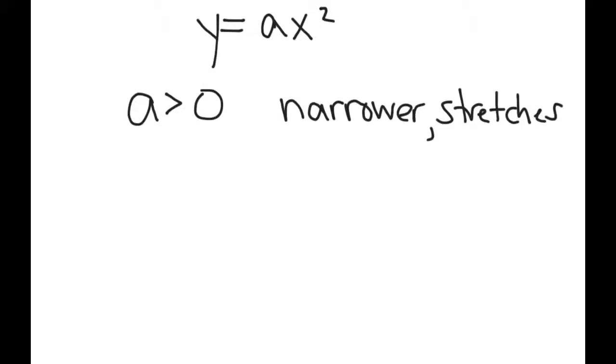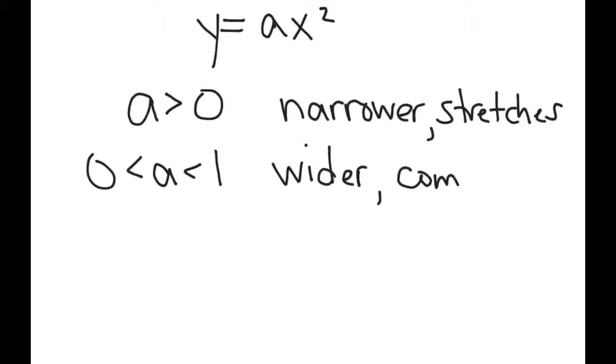When a is between 0 and 1, as in the cases we looked at, what happens when a is a half, what happens when a is a third, it makes it wider, or it compresses, or sometimes we say that it shrinks. It just depends on which textbook you're using.